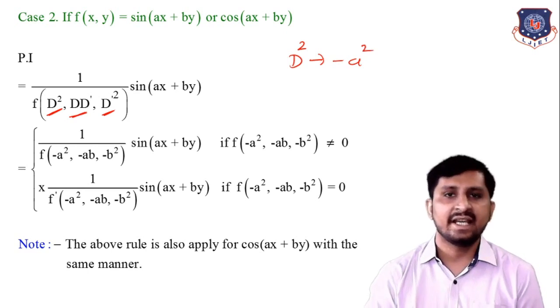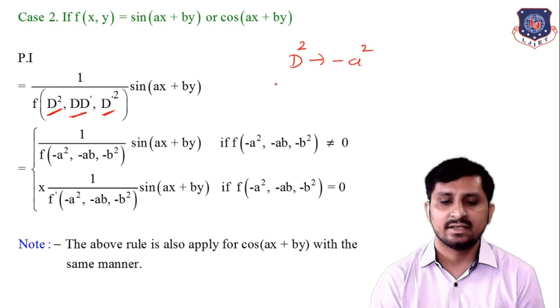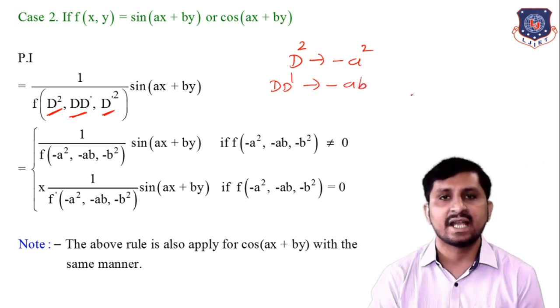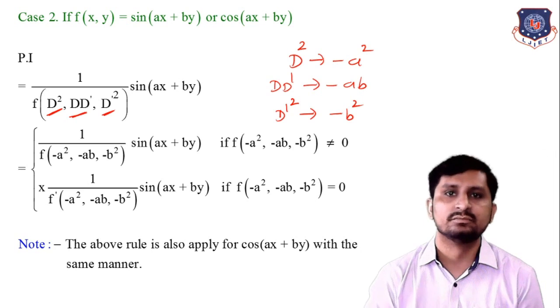Suppose a is equal to 2, so 2 square is 4, and take the minus sign. So instead of d square, you have to take minus 4. Similarly, instead of d into d dash, you have to take minus ab, and instead of d dash square, you have to take minus b square. So this is the rule.